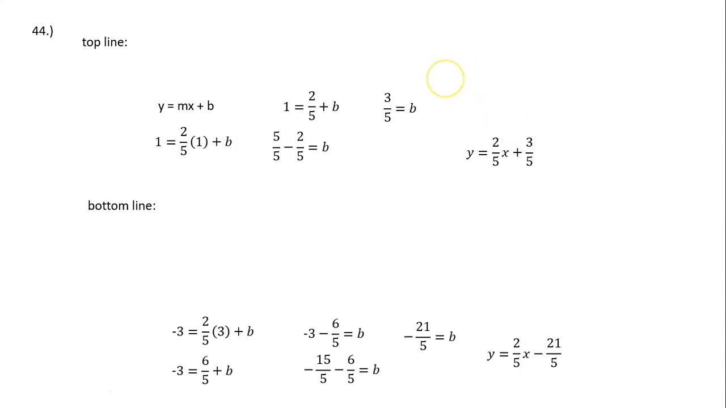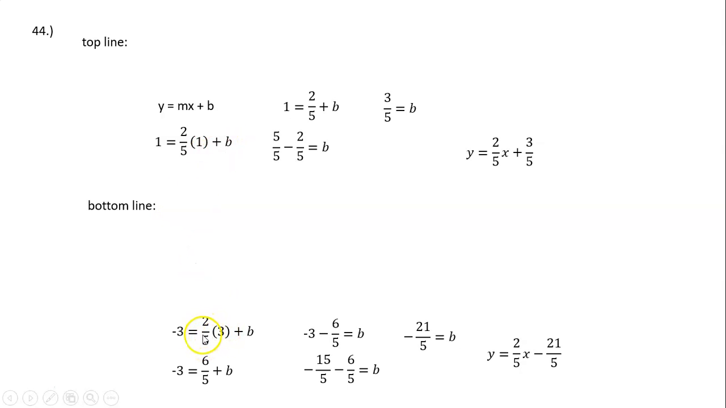Now we can very easily see that these lines are parallel, so that we know that when we go to find the equation of our bottom line, it is also going to have the slope of 2/5. So we pick our point, which is (3, -3). We substitute that into y = mx + b along with our slope, which is 2/5, and we do the exact same thing that we did up here to the top line.